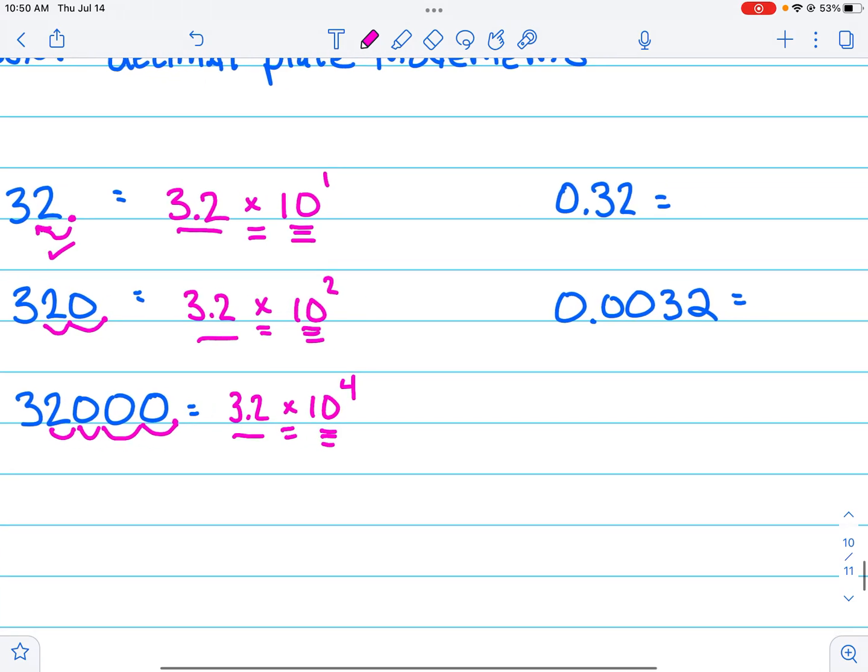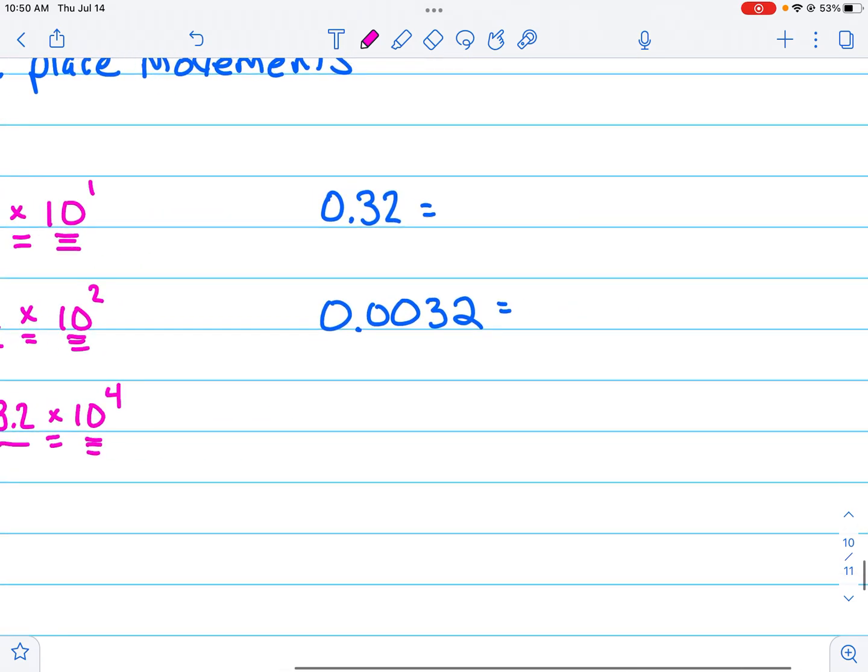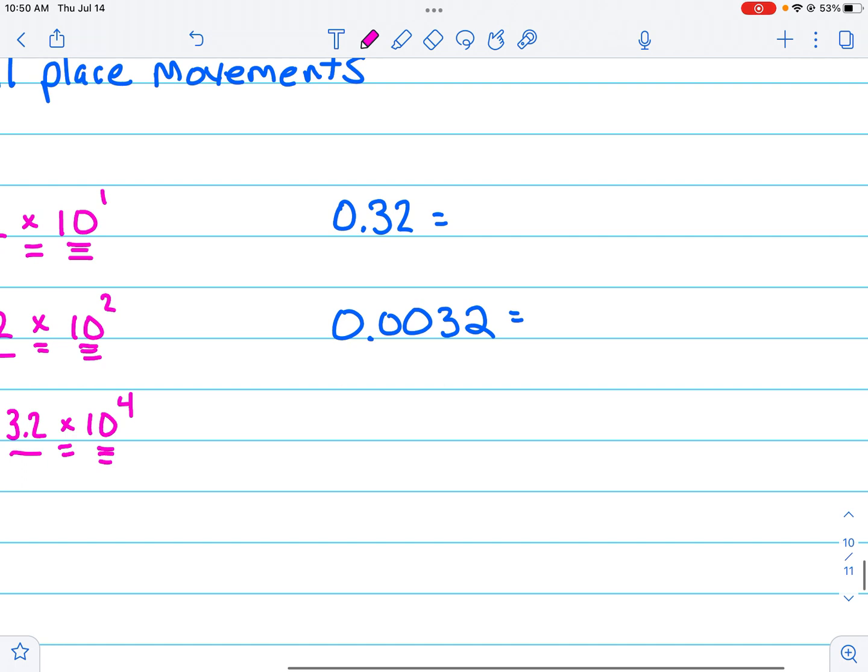On the smaller side, I use 32 just to keep it consistent. This time it's too small. My first number always has to be between 1 and 9.9 repeating, and this one's less than 1. So I'm going to move the digit the other way, making 3.2 again, still the times, still the 10. But the only difference here is, since I moved it the other way, I'm going to do a -1.